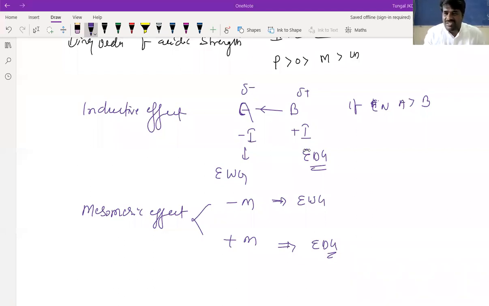See, beta, these halogens, generally what happens? Generally, halogens act as plus M as well as minus I. For halogens, minus I is dominating, beta.